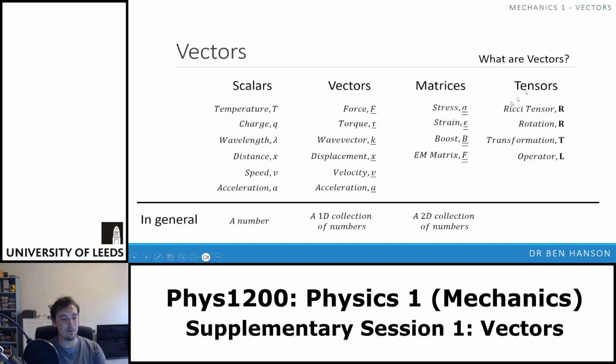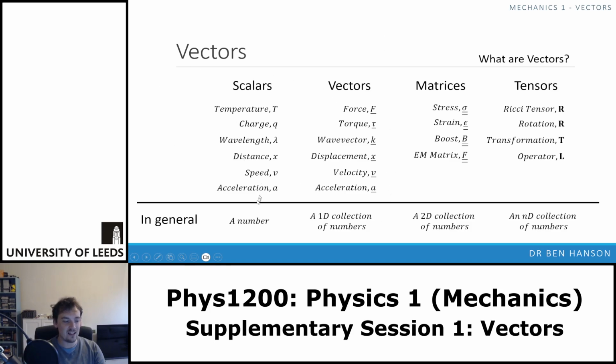Not even going to get into that, but there's something called the Ricci tensor, rotation tensor or matrix, a transformation tensor, a general operator L tensor. That is an arbitrary dimensional connection. I'm not even going to get into that. It's really complicated. That's fourth year stuff. So if you're really interested in this, stick around for 3 or 4 years and we'll teach you about it. But for now, we'll stop at vectors.